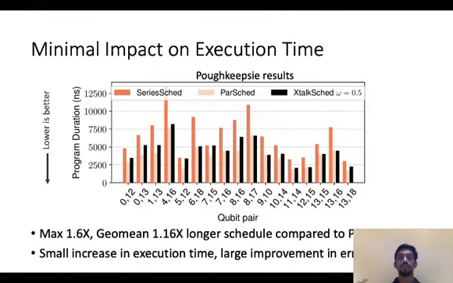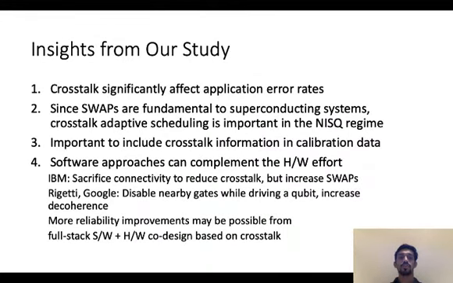So how much does this impact execution time? We found that on average, the impact is very low. Program durations increase by about 1.16x, and in the worst case, they increase by about 1.6x compared to the parallel scheduler. So this is a small increase that we need to pay for in terms of execution duration, but for NISQ systems, reliable executions are far more important than executing them quickly. So we get this large increase in reliability by about 5x, but we have to pay a small cost in terms of the duration.